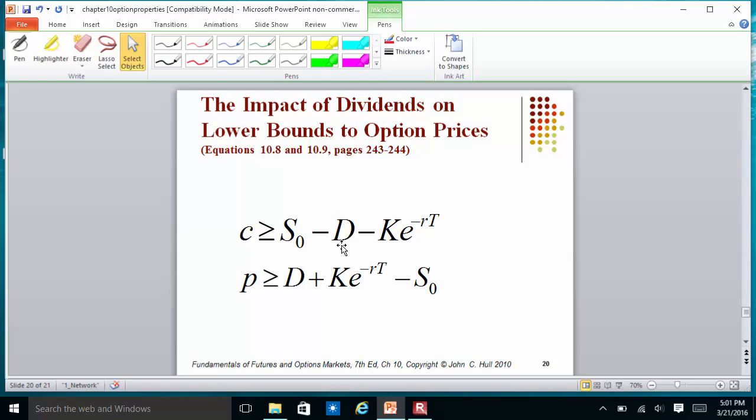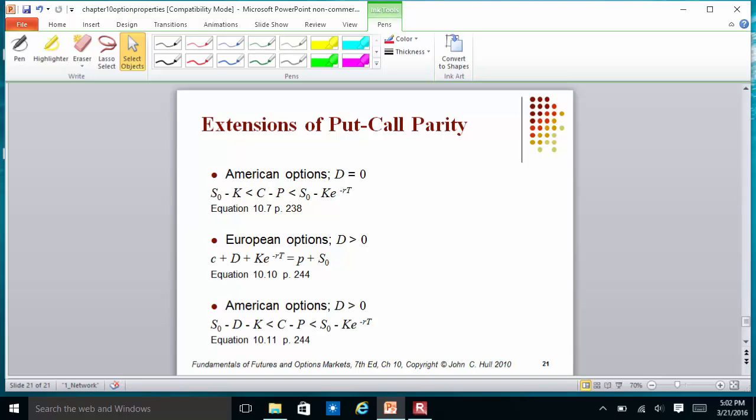So here, if there's a dividend, what is the impact? The call price is given by the stock price minus the present value of the strike price minus the dividend, and the put is given by the strike price minus the stock price plus the dividend. So these are the lower bounds when there is a dividend being paid. And what it talks about here is the put call parity for American options, and it also talks about European options. Now, as far as we are concerned, you only have to worry about the case where there are no dividends, and we are talking about European options.